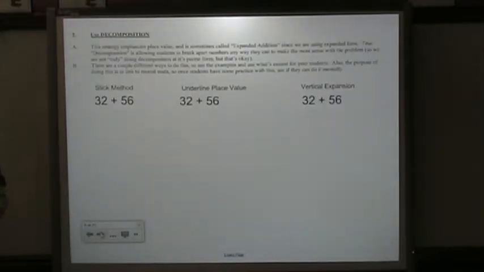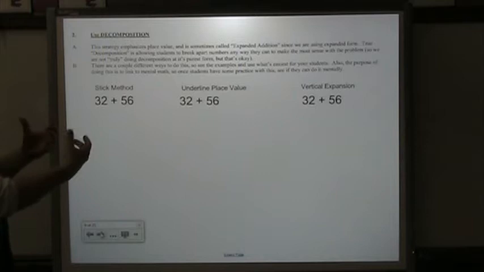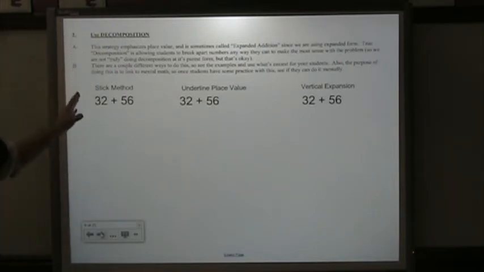Decomposition can also be called, the way we're using it, expanded addition. Expanded addition is just using place value to break apart the number. Decomposition in its truest form is breaking up a number any way you want to make it useful. We are breaking it up by place value, so it's more like expanded addition, but that's okay.